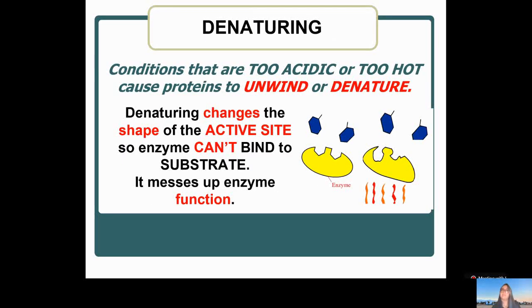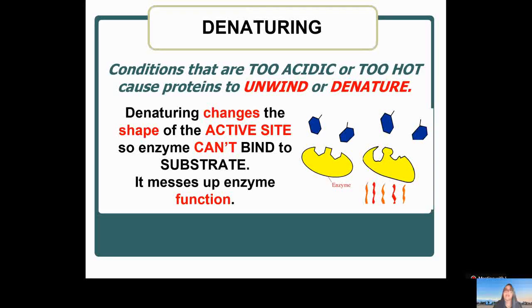Now there is a process called denaturing. That is when something is not at those optimal measurements. For example, for pH, if it's too acidic, or if it's too hot in temperature, or there are too many substrates. If you go over the limits, that can cause the enzymes to change. That's denaturing. It's when you see a change in the shape of the enzyme.